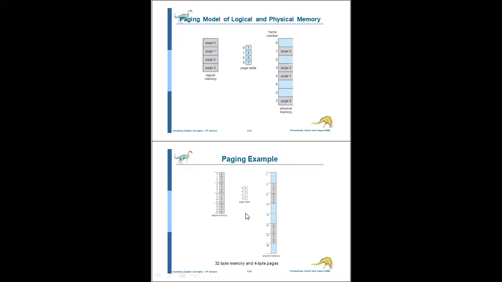Here is another example: paging with 32 byte memory and 4 byte pages. The 4 byte pages are the logical memory, and these page number values are stored as an index with particular frame numbers. See here, is this diagram visible or not?